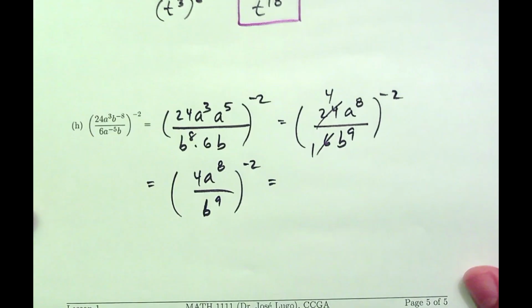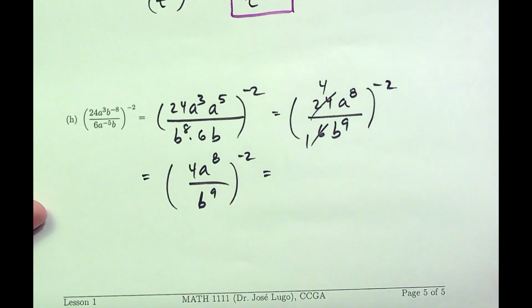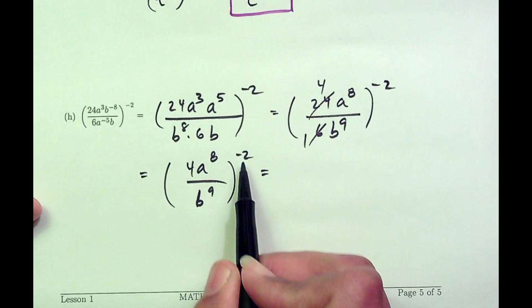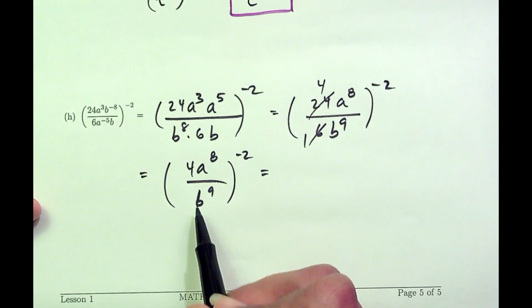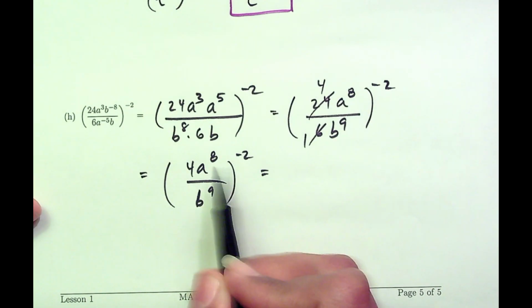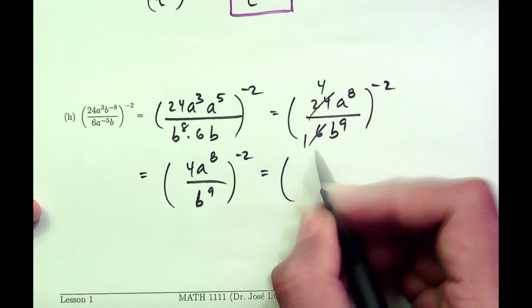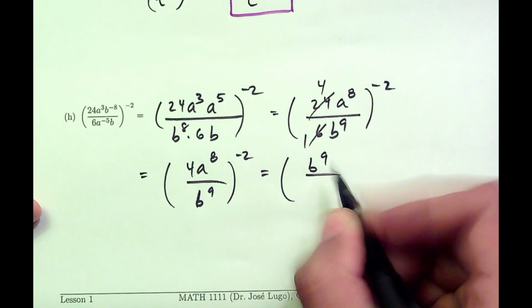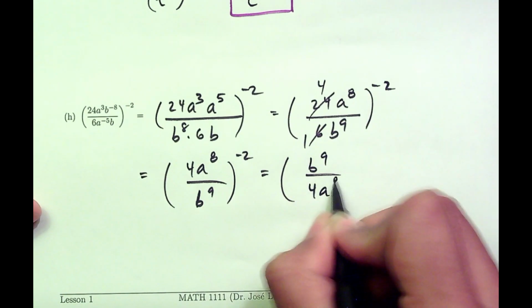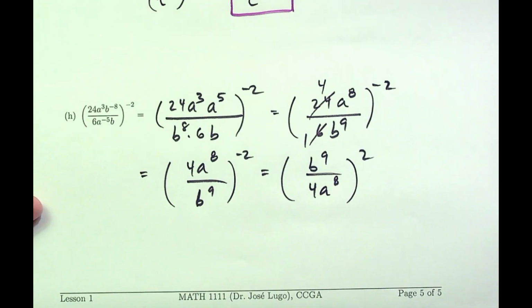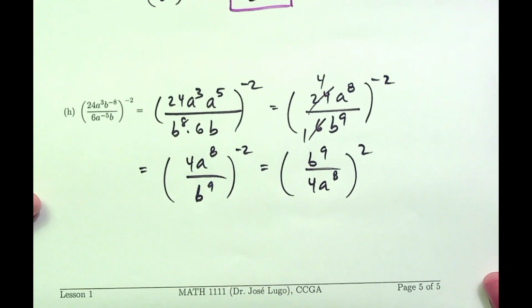Okay, almost done. Now you have a negative exponent affecting a fraction. Negative exponent affecting a fraction flips the fraction. So this is going to be b to the 9 over 4a to the 8. And then the exponent becomes positive 2. The negative does the flipping.